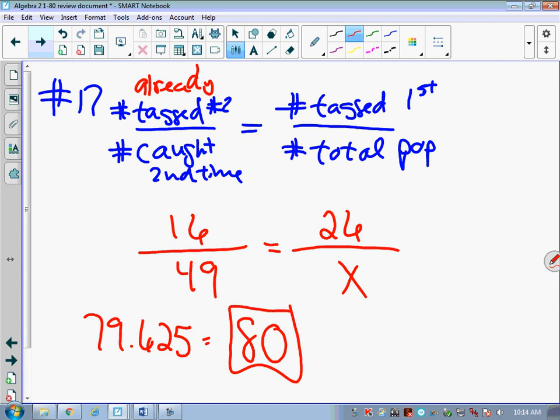Okay, I know that's contrary to how numbers usually work, right? 0.4 and down, we round down. 0.5 and up, we round up. Not whenever it comes to squirrels.